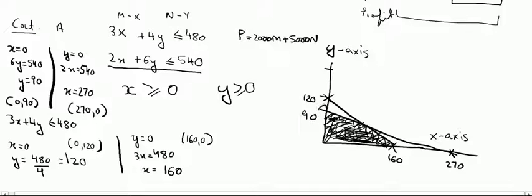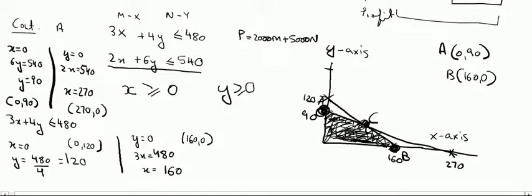The corners of this feasible region are number 1 here. Let's say this is A and the coordinates of A are (0, 90), or it can be this one. Let's say this is B and the coordinates of B will be (160, 0), and lastly it can be over here. Let's say this is C and C is a point where both of these lines cross each other. So to know the coordinates of C, we will have to simultaneously solve both the equations.